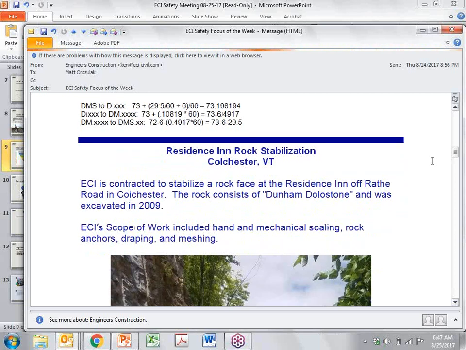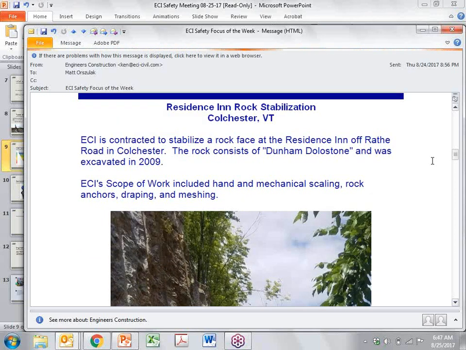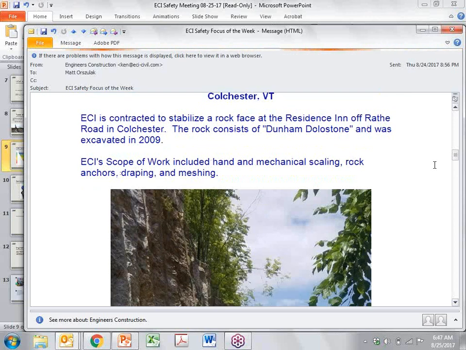So for projects, we're talking about the Residence Inn rock stabilization this week. That's in Colchester, basically across where Charlebois shop used to be, where now the Peterbilt Lucky's trailer is, or a little further down the road, but all that whole rock side there off Water Tower Hill. So ECI was contracted to stabilize the rock face at the Residence Inn that's off Ratty Road. Everyone kind of knows Ratty, I think.